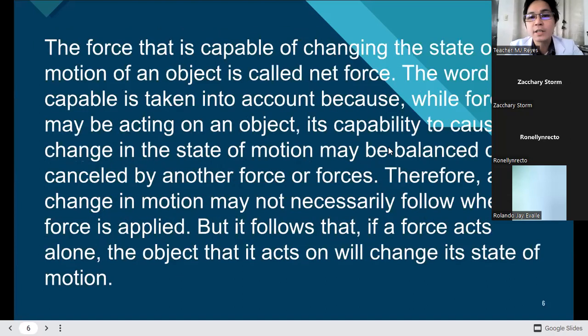The force that is capable of changing the state of motion of an object is called net force. The word capable is taken into account because while a force may be acting on an object, its capability to cause a change in state of motion may be balanced or cancelled by another force or forces. Therefore, a change in motion does not necessarily follow when a force is applied, but when a force acts alone, the object it acts on will change its state of motion. If there is a net force acting on a moving object, there is always a change in motion.